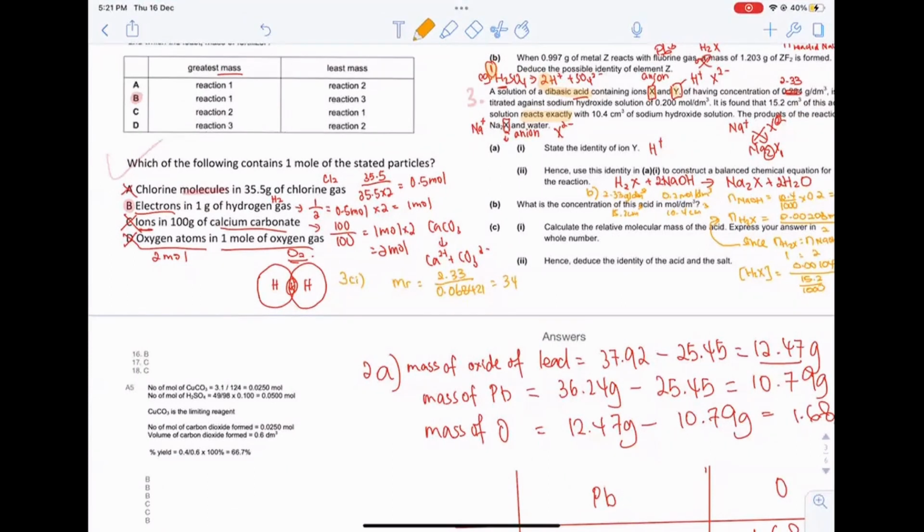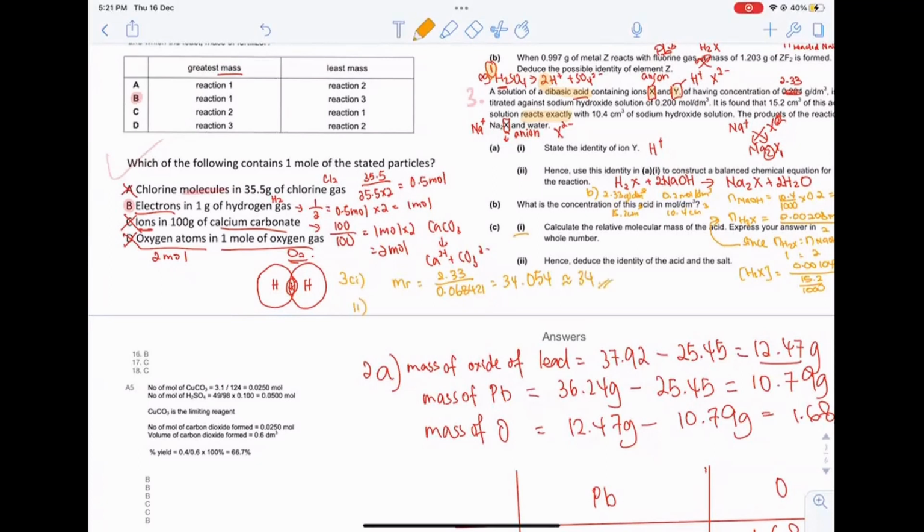We are doing the last question of the mole test. So we are doing C part 1. The MR equals 2.33 divided by 0.068421, which equals 34.054. And express your answer in a whole number, so 34.